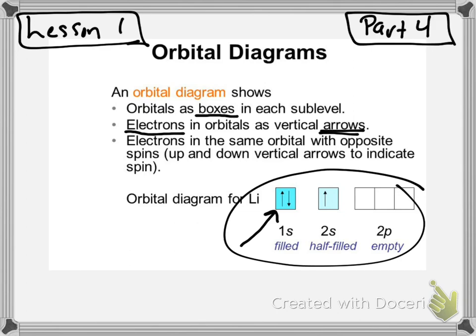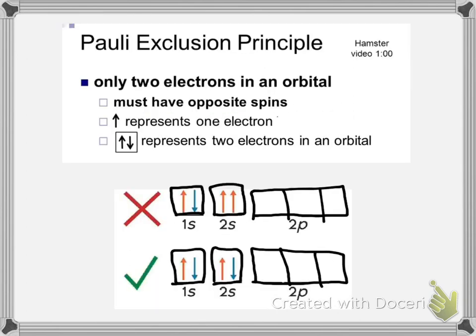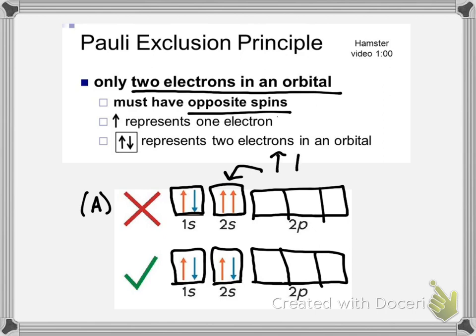When drawing orbital diagrams, we have some rules. The first one is the Pauli exclusion principle. This rule says that only 2 electrons can be in an orbital and they must have opposite spin. See this first picture labeled A. Do you see these electrons inside this orbital? Both of them are going up. This means they are both spinning in the same direction.